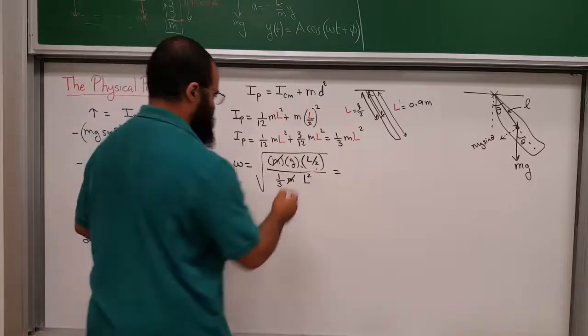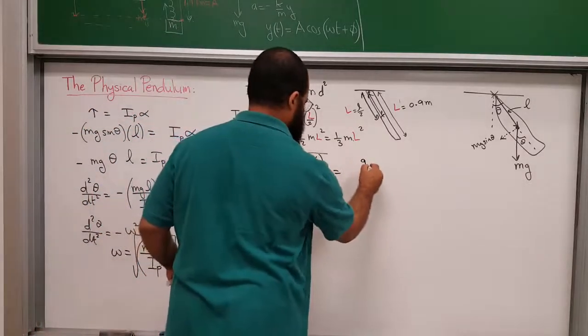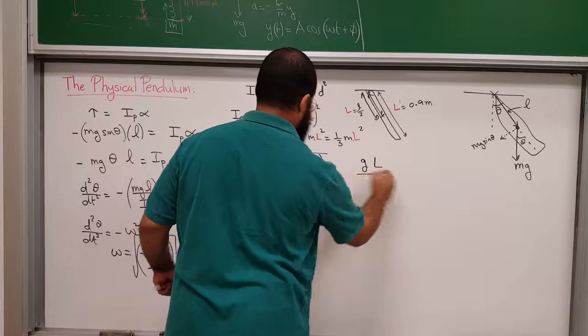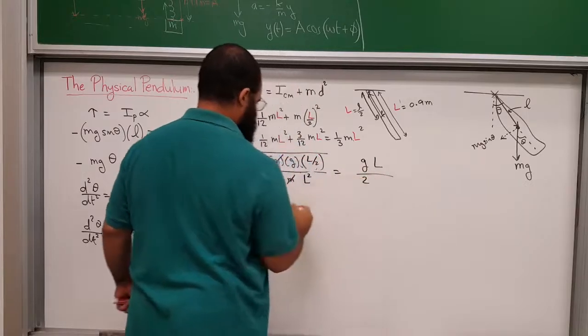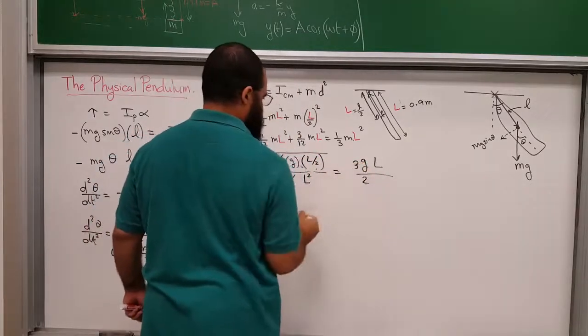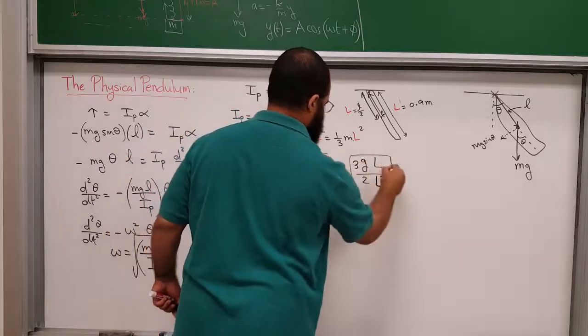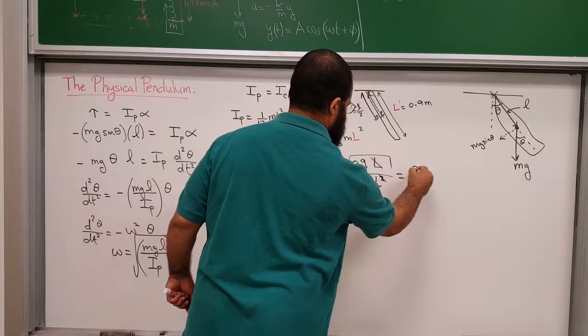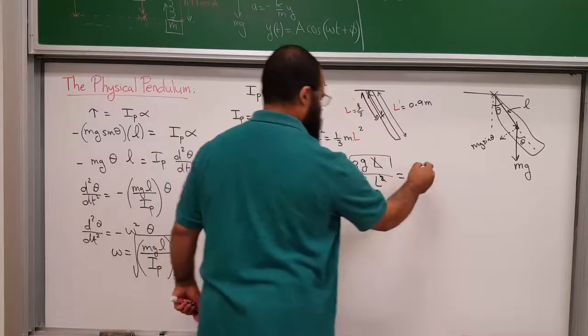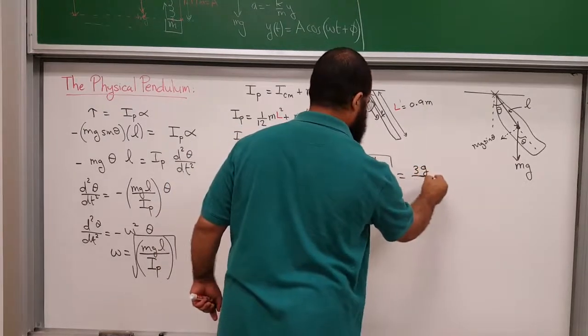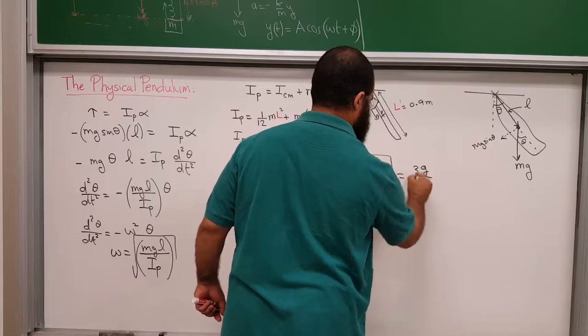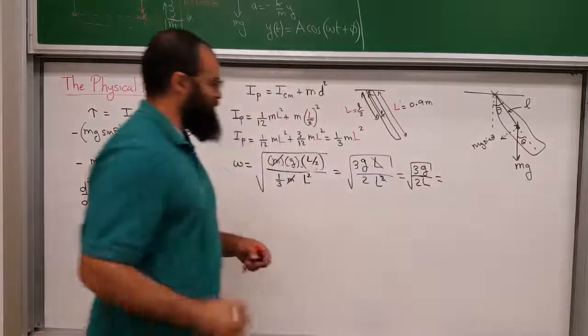So I have the mass canceled, so I have g and then L. This 2 I'm going to put downstairs, and this 3 will go upstairs, and then I have L squared, and then I have the square root. So now it cancels, and this looks more familiar to my eyes. Divided by 2L, and that looks good.